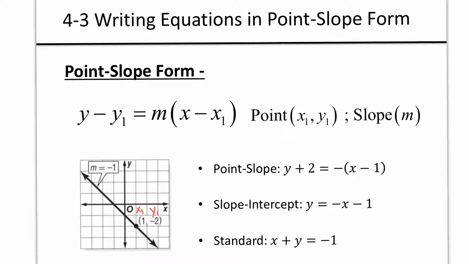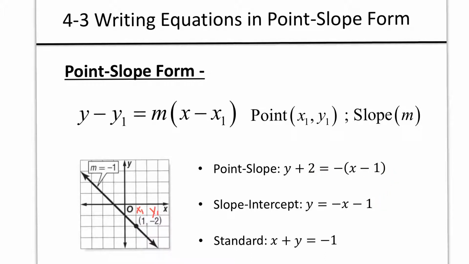You can also change this form into slope-intercept form. So let's go ahead and understand what this is, okay? Slope-intercept form, first of all, is when you guys have y by itself. So there's the y by itself equals, and then we have mx plus b. So y equals negative x minus 1 is the slope-intercept form. Now what happens from here all the way here?